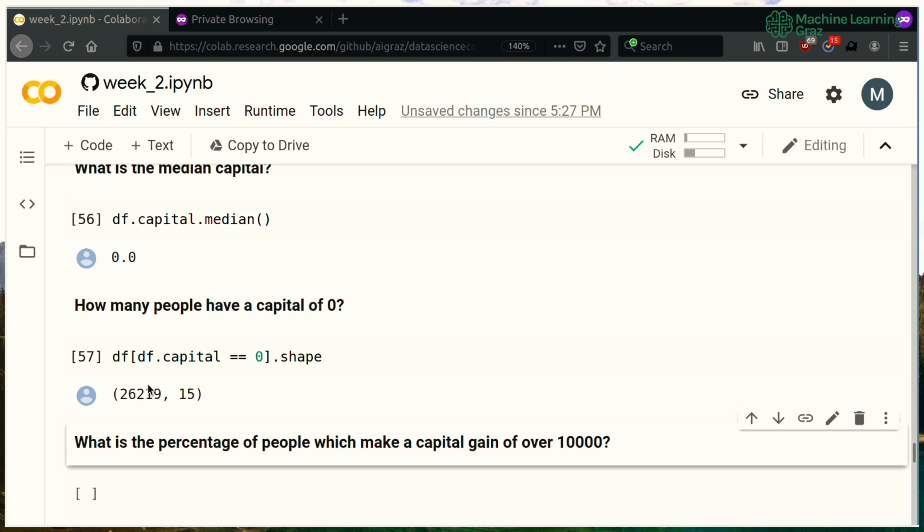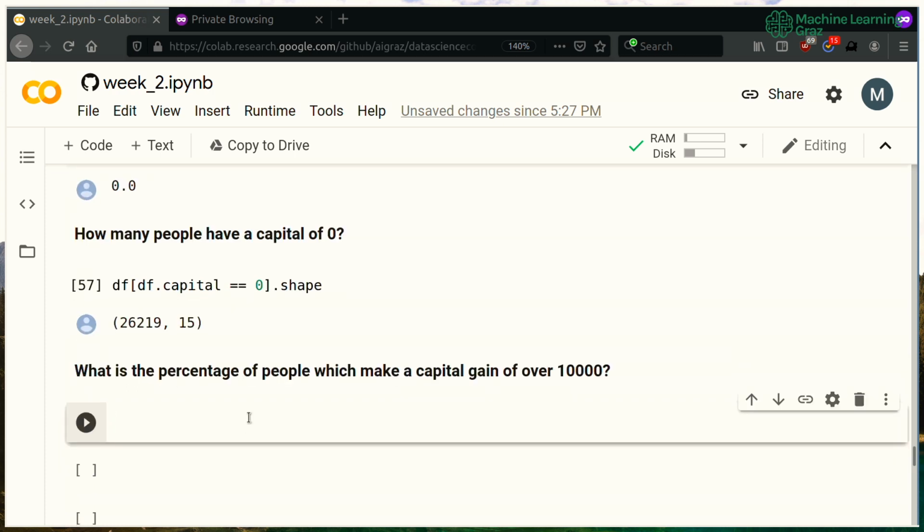Now, let's ask another question. What is the percentage of people which make capital gain of over $10,000? For this, we will do two things. If we want to calculate the percentage, aka the ratio, we would need two values. We need first the capital gained people, so how many people gained so much capital over 10,000, and we need the total amount of people. And then we would divide them to get the ratio.